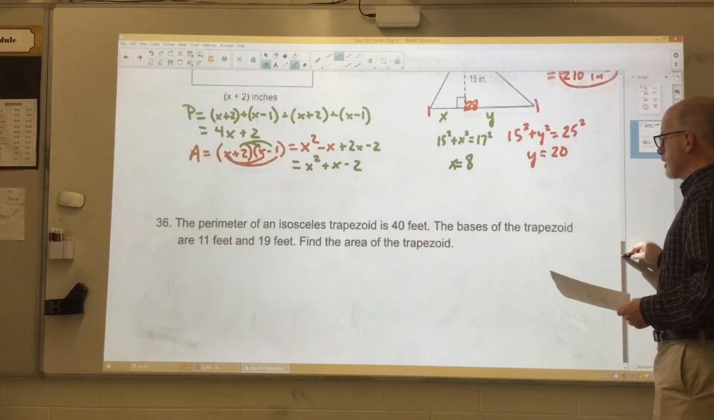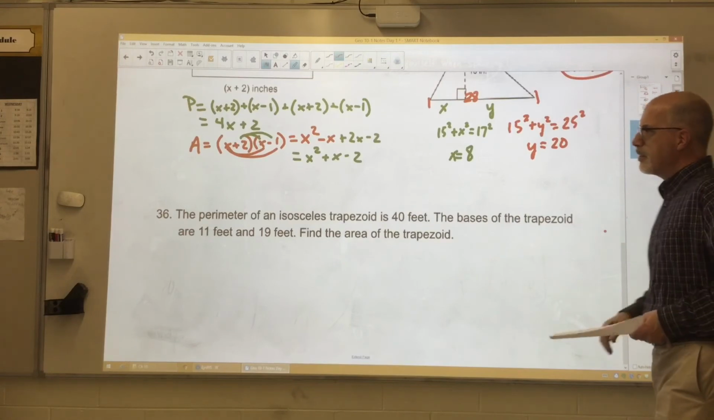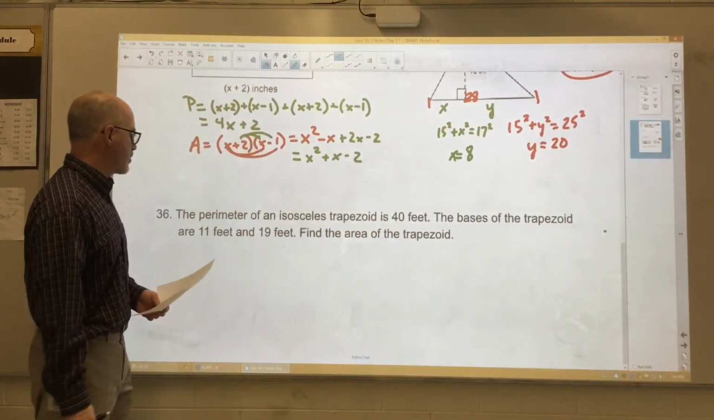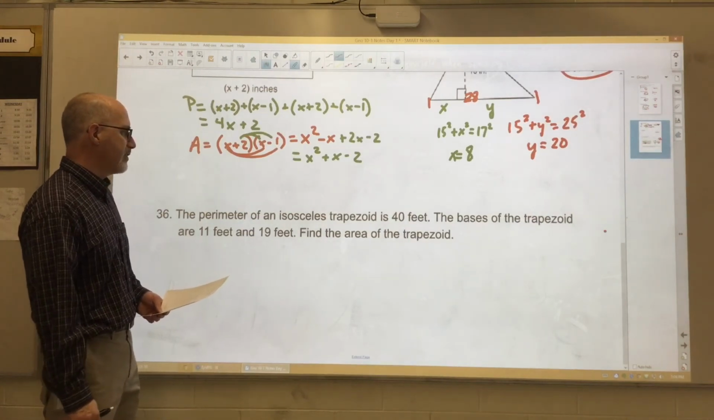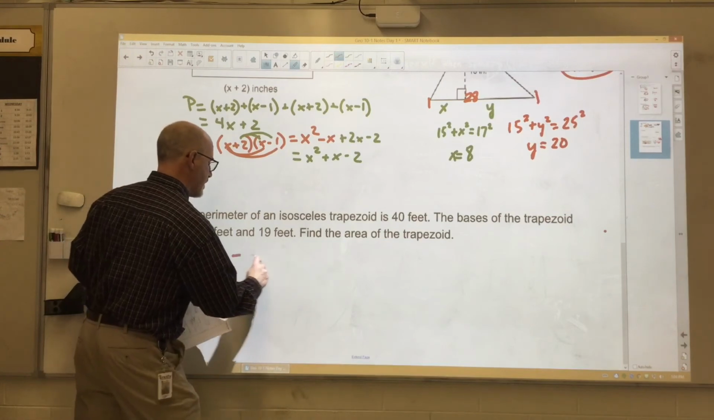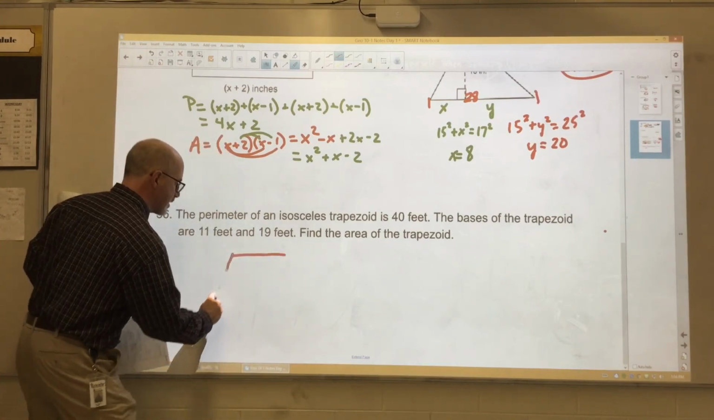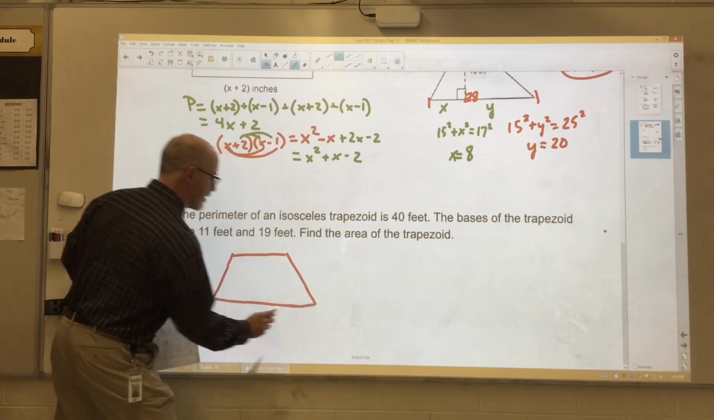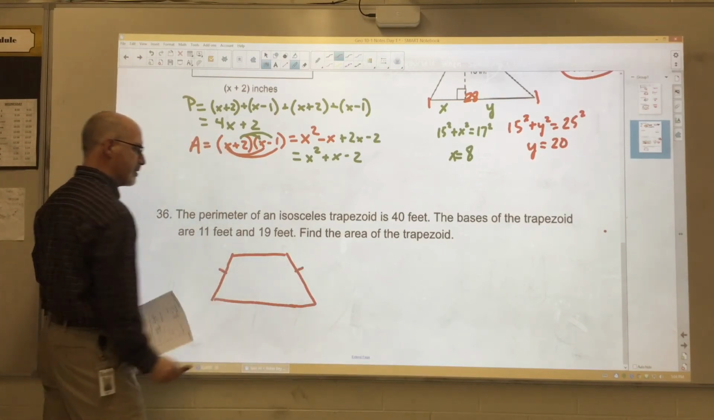Okay, doing some examples. The perimeter of an isosceles trapezoid is 40 feet. The bases of the trapezoid are 11 feet and 19 feet. Find the area of the trapezoid. So let's go ahead and set up our diagram here. It's isosceles, so my two legs are going to be the same length. So this is congruent to this.